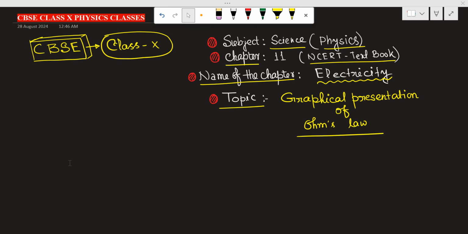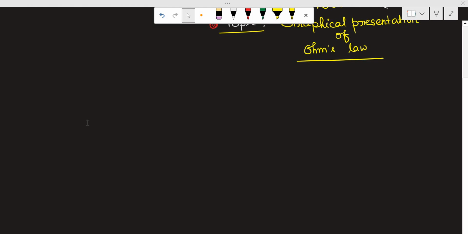This is my second lecture on CBSE Class 10 Chapter 11, which is taken from the NCERT textbook. The name of the chapter is Electricity, and today's topic is Graphical Presentation of Ohm's Law. In my previous lecture, we learned the mathematical expression of Ohm's law. So today we will start with the mathematical expression of Ohm's law.